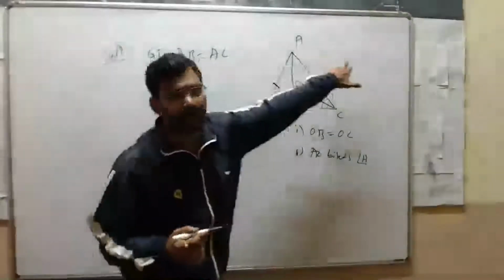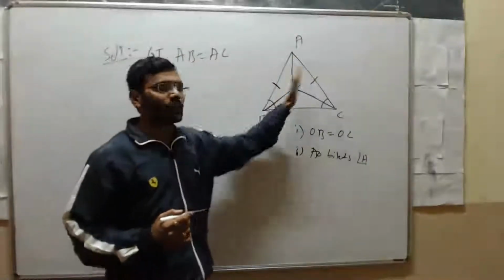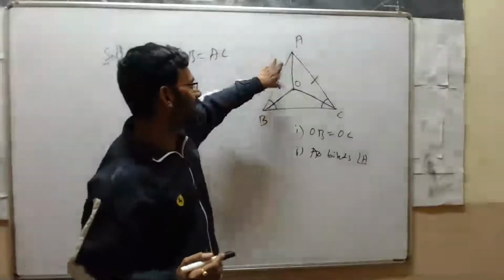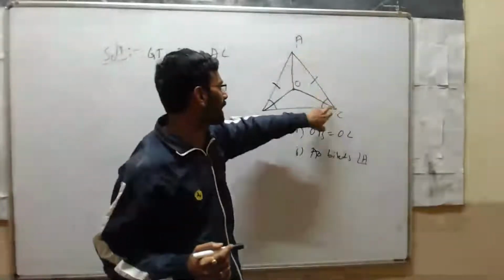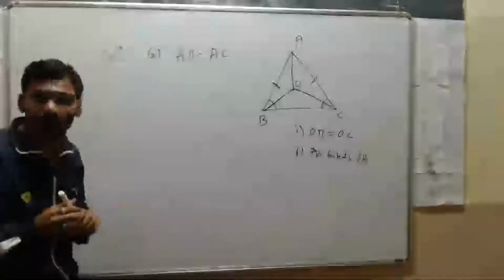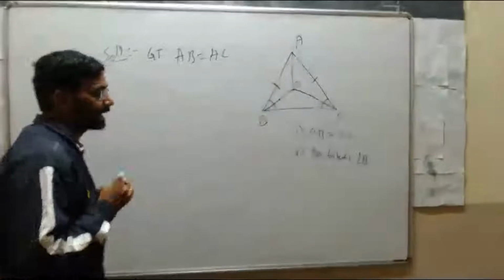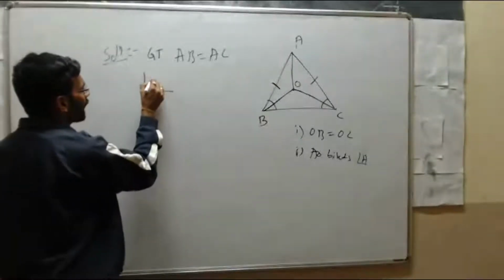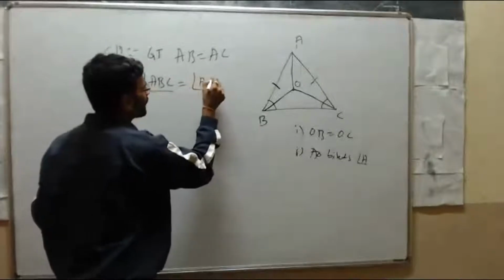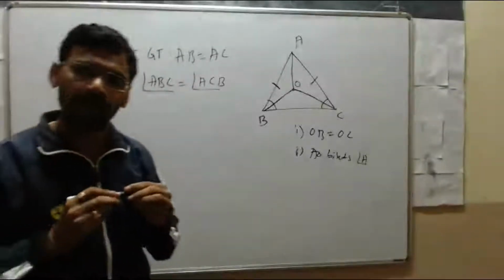AB equals AC, they have given it. If two sides are equal, their opposite angles are equal to each other. The angle opposite AB is angle C, and the angle opposite AC is angle B. Therefore angle B equals angle C, that is, angle ABC equals angle ACB.